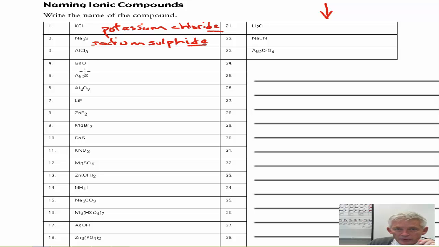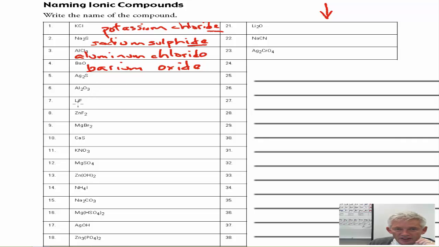Why don't you try number 3? I will pause for 13 seconds and then see if you can do it on your own. Okay, close enough. Al, aluminum, Cl, chloride. Piece of cake, eh? BaO, Ba is barium. Oxygen, change the ending to "-ide". Silver and S, silver sulfide.